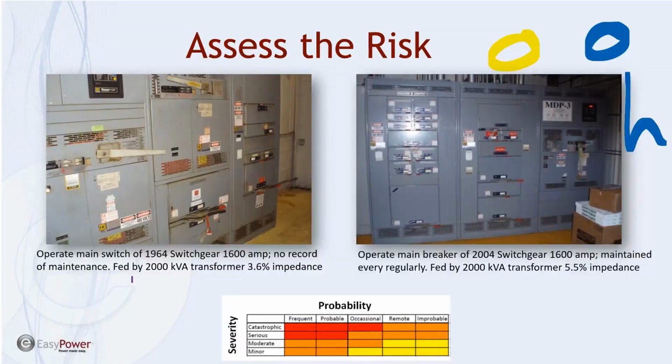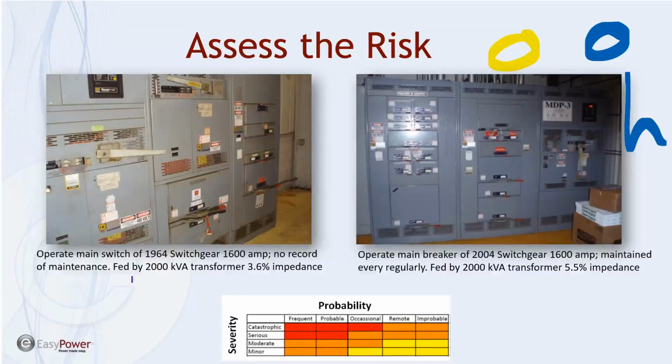But this is an older one, so it's got a 3.6% impedance. The one on the right is 1600 amp switchgear, fed by a 2000 kVA transformer with a 5.5% impedance. Now, the lower impedance is going to make higher fault current, so your risk level in that regard is going to be more severe. You might go from a serious to a catastrophic event if it should fail.